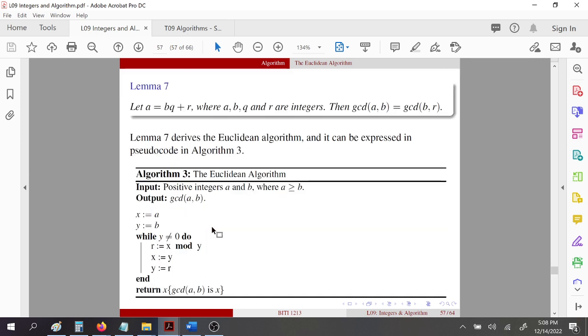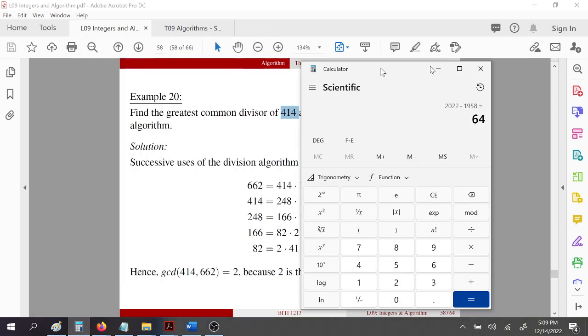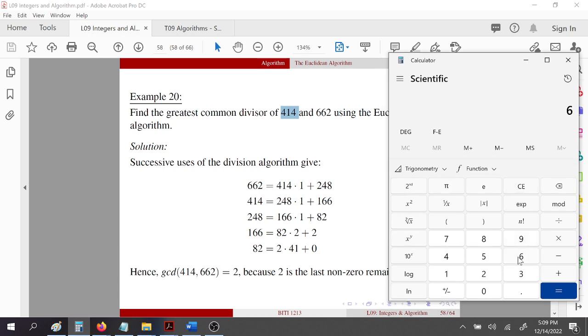So let's say, by given the example, the question is asking to find the GCD for 414 and 662, by using the Euclidean algorithm. How to do that? Firstly we need to know what is the balance of these numbers. 662 minus 414, so that's the first thing. So the balance is 248.